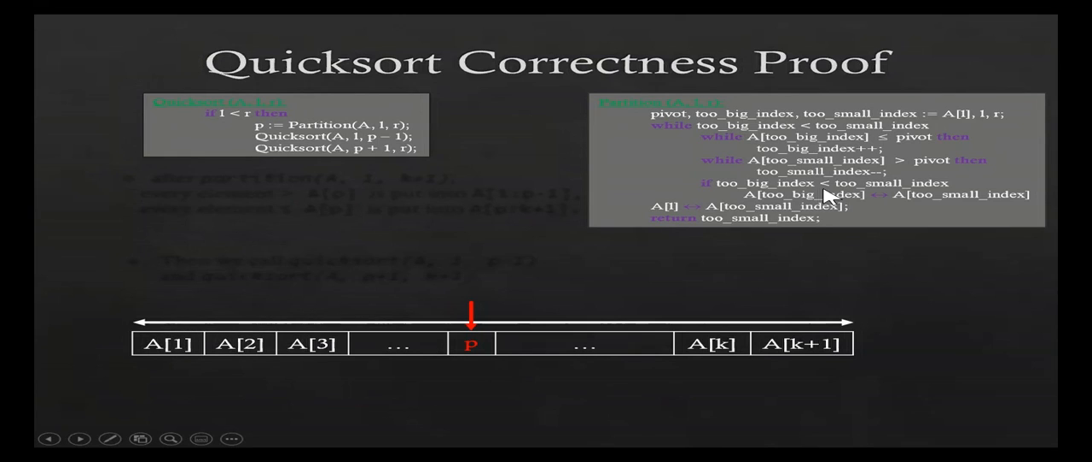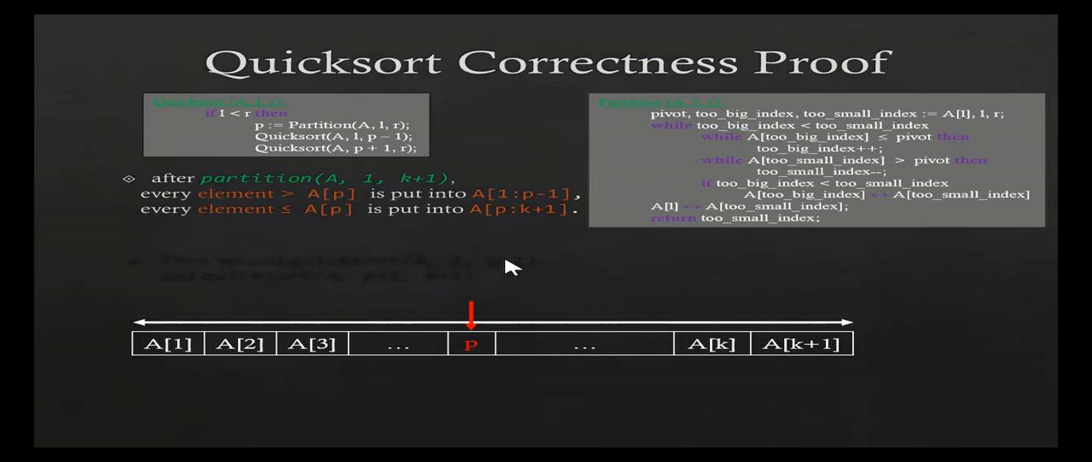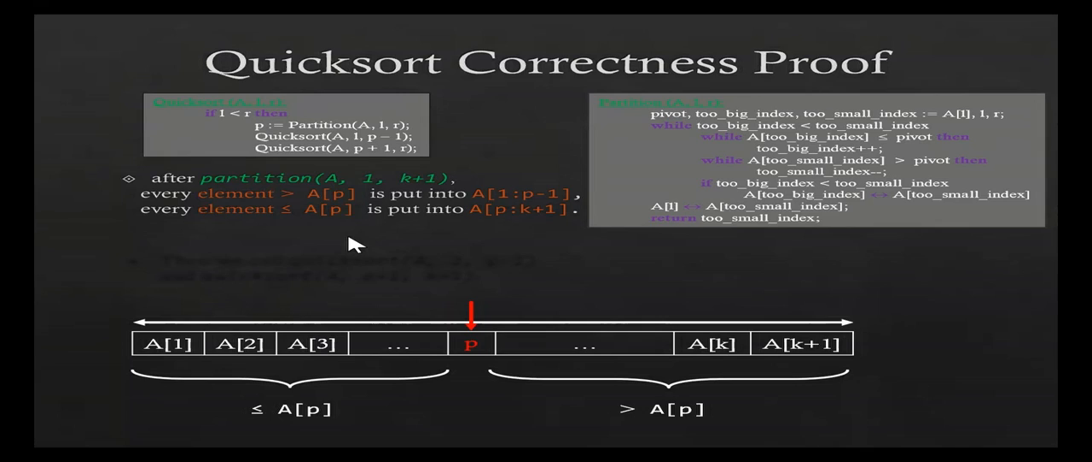So after the inductive step, based on the definition, the elements on the left side of the pivot value must be smaller than or equal to the pivot element, and the elements on the right side of the pivot element must be greater than the pivot element. So after the partition of the K plus 1 elements, this is what it shows us.